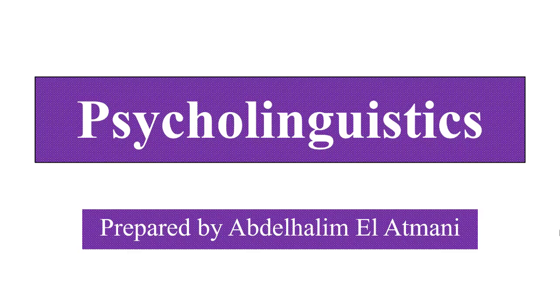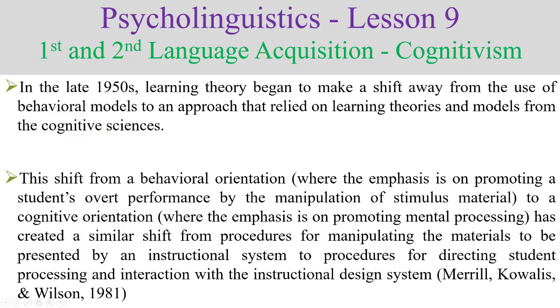This is lesson number 9. Again, this is the second lesson in first and second language acquisition. This lesson is about cognitivism.